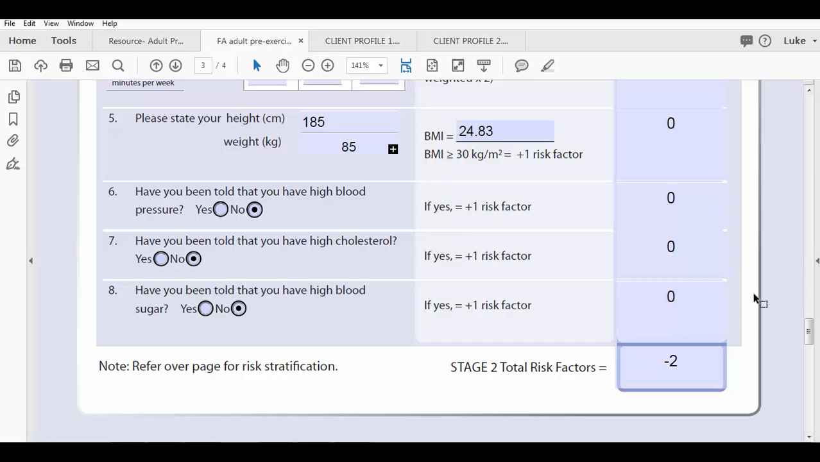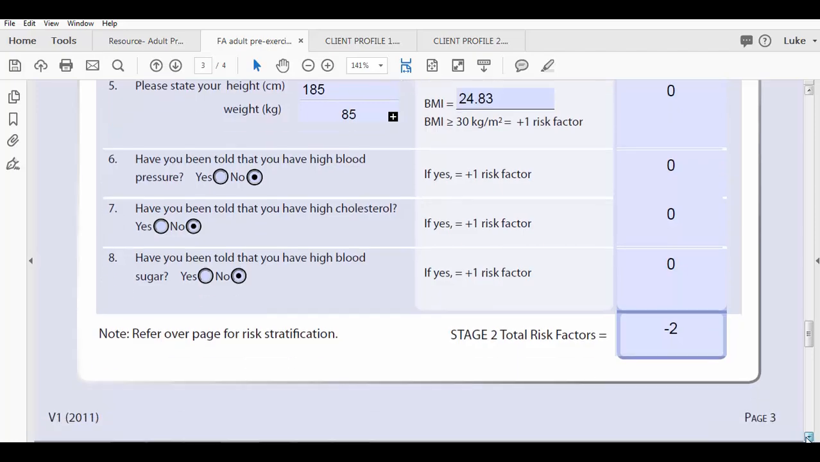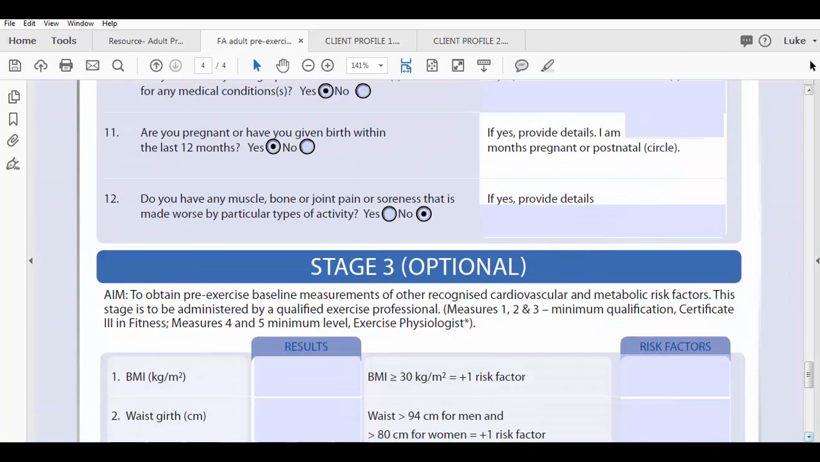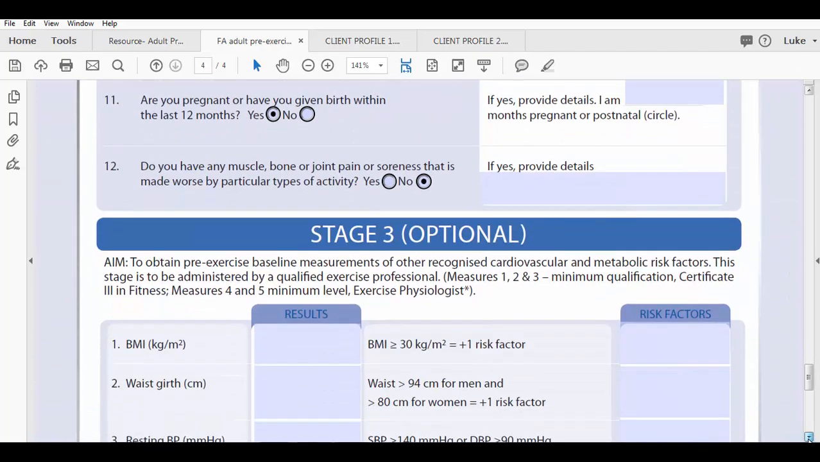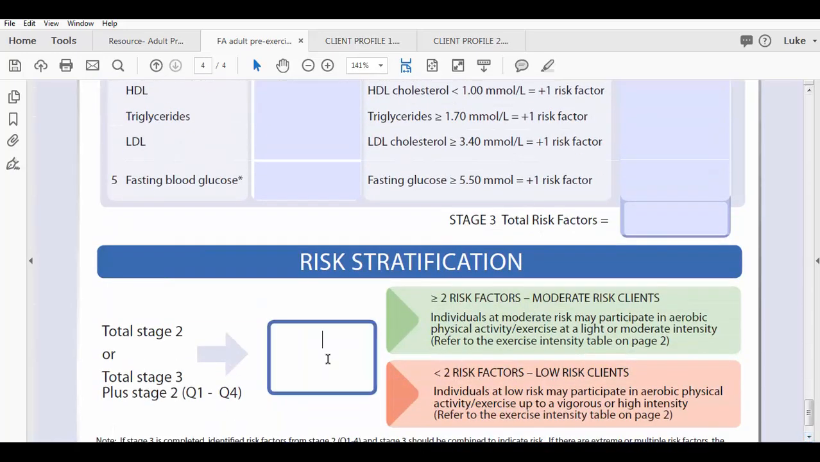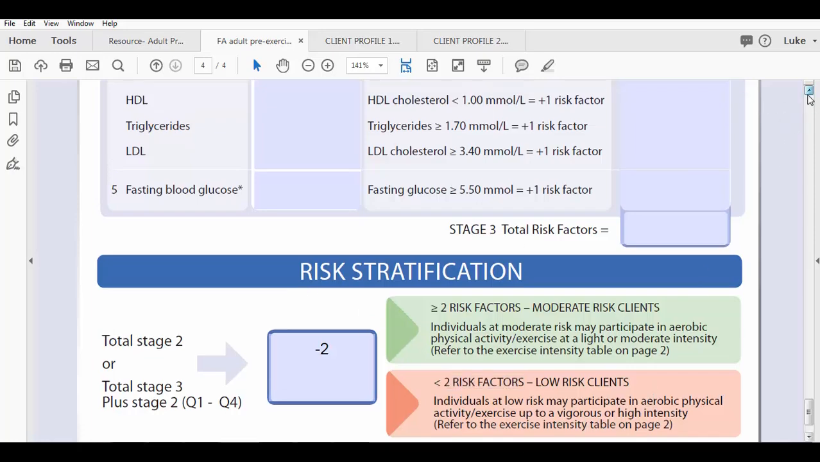And remember, if we look at our risk stratification score, if we go over the page, I'll just put that in first of all, the bottom, -2, we see that any score of less than 2 risk factors, so not -2, 2 risk factors, is low risk. So this client is considered a low risk client.